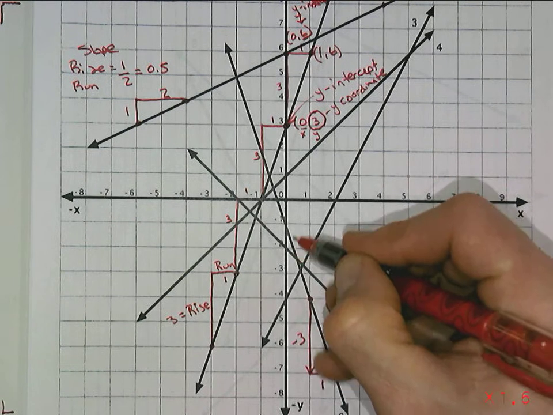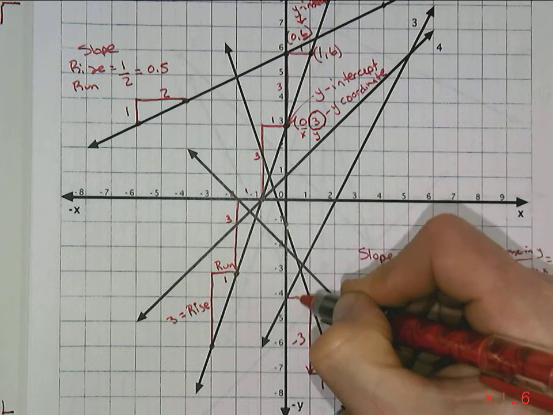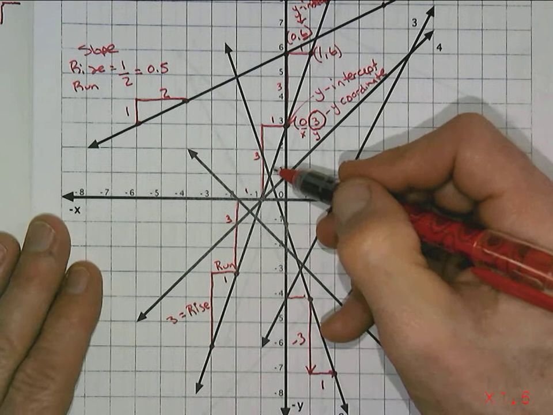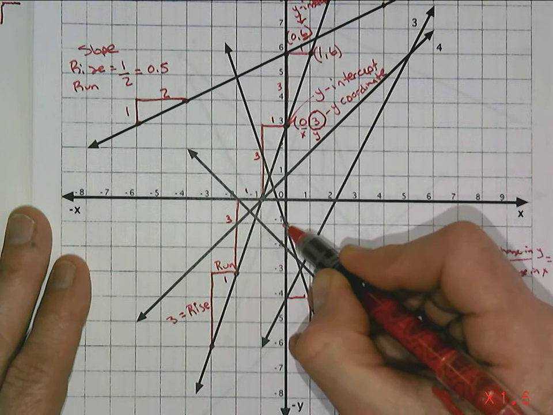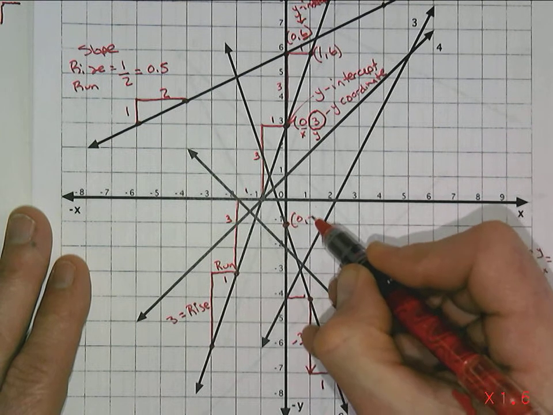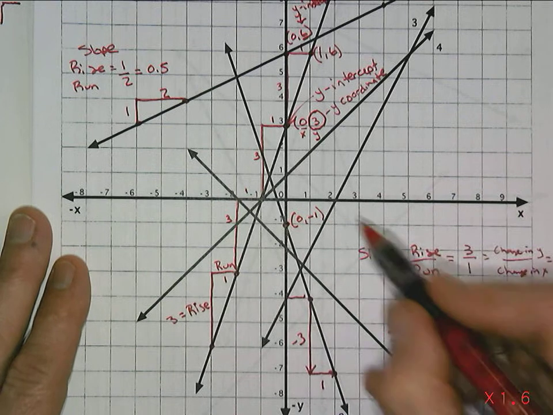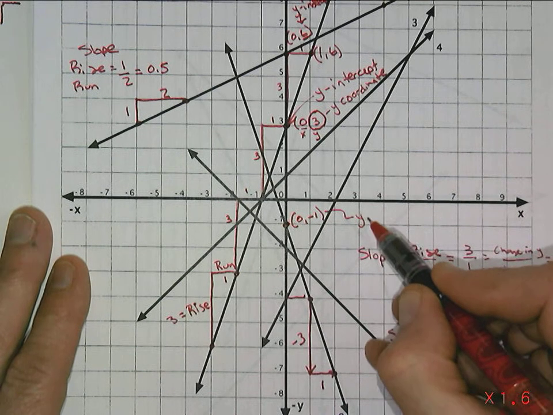You can see that it does it over and over. It goes down 3 over 1. So it's kind of opposite of the first line we had. And then it crosses the y-axis right here at negative 1. So there's my y-intercept.